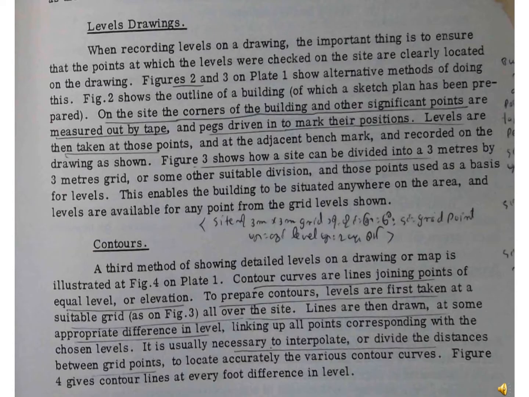Level drawings have to be drawn so that all levels, all the heights, are indicated. And a control drawing means that all the same levels are joined together. Those are the level drawings.